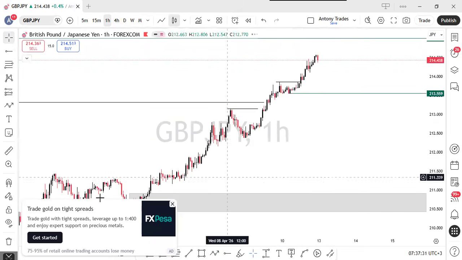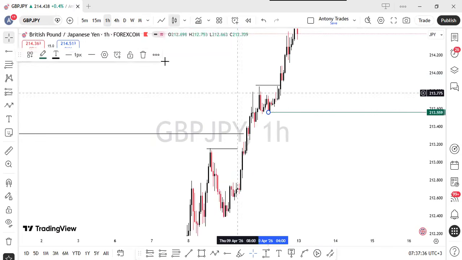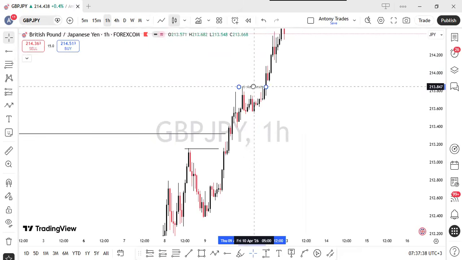Let's go to 1 hour. From the 1 hour, you can see very clearly that we have this fractal break around this area.